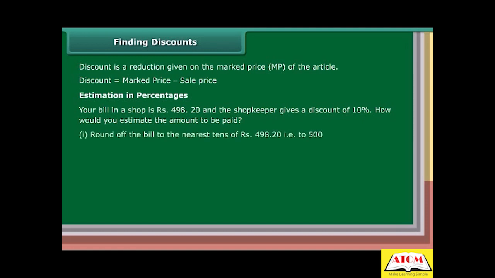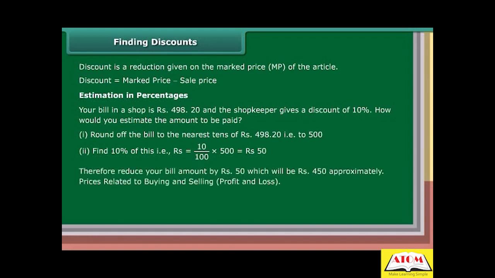1. Round off the bill to the nearest tens of rupees: 498.20, that is to 500. 2. Find 10% of this, that is rupees 10 upon 100 into 500, which is equal to rupees 50. Therefore, reduce your bill amount by rupees 50, which will be rupees 450 approximately.